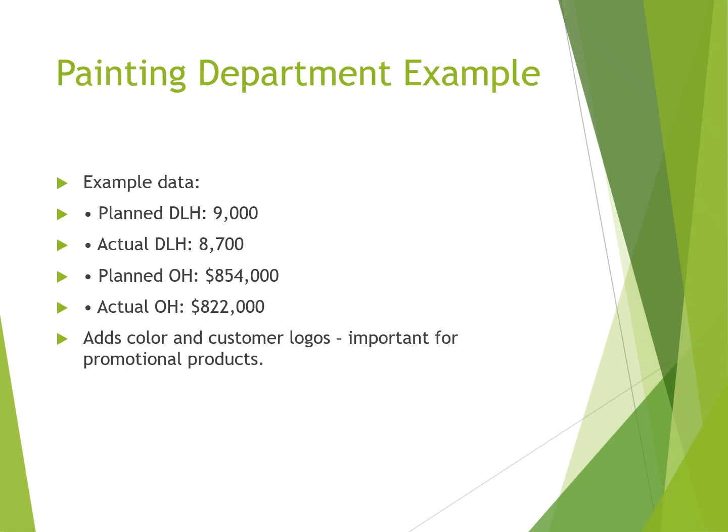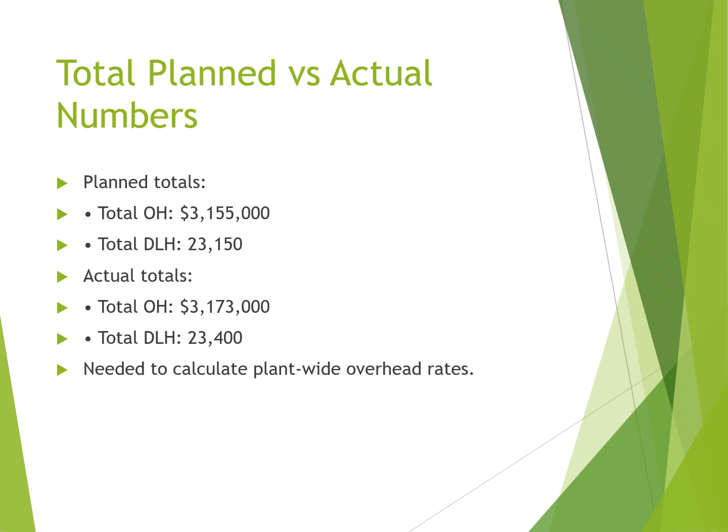Finally, the painting department. This department adds color and prints customer logos. Super important for advertising products. Planned labor hours were 9,000, but actual hours came in slightly lower. Planned overhead here was about $854,000.